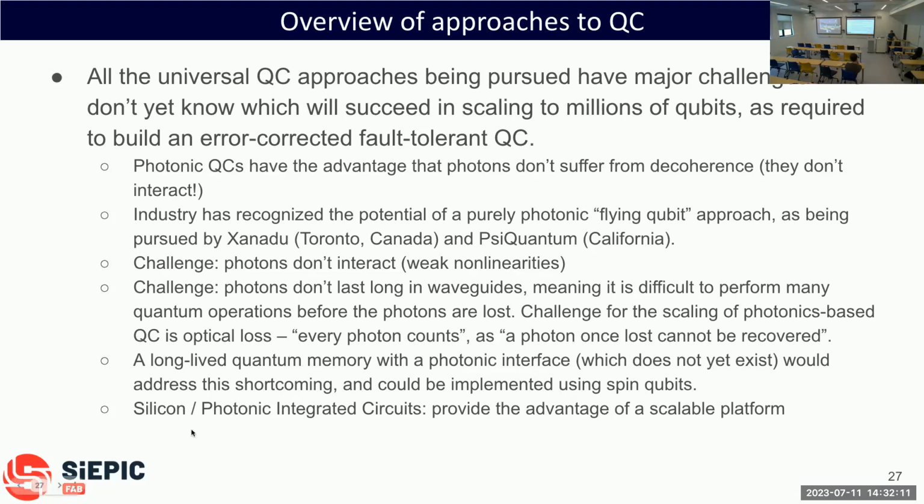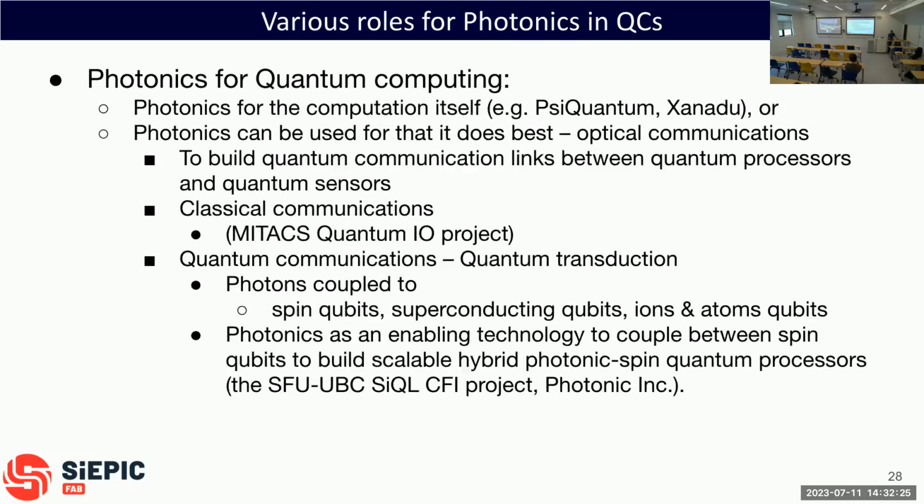And then the idea is where silicon and integrated circuits come in is that eventually you'll need a chip scale solution to make a scalable millions and millions of qubits. So we're going to have to figure out a way of how to do it on silicon, I think, and many people think as well. Okay, so photonics for quantum computing. One is the computation itself. So these are the 2 startups that you can go to right now.